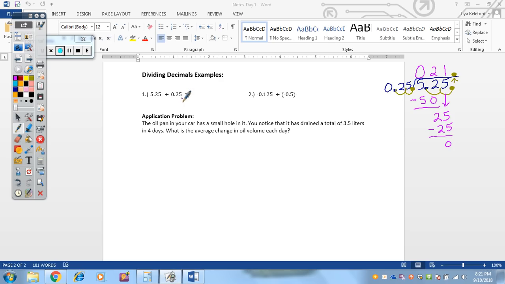Now let's put out our answer. Is our answer positive or negative? Tic-tac-toe works for dividing just the way it works for multiplying. I have positive and positive. So my answer is positive. So I have a positive 21. Do I need the decimal? No, because it's at the end, like a period.